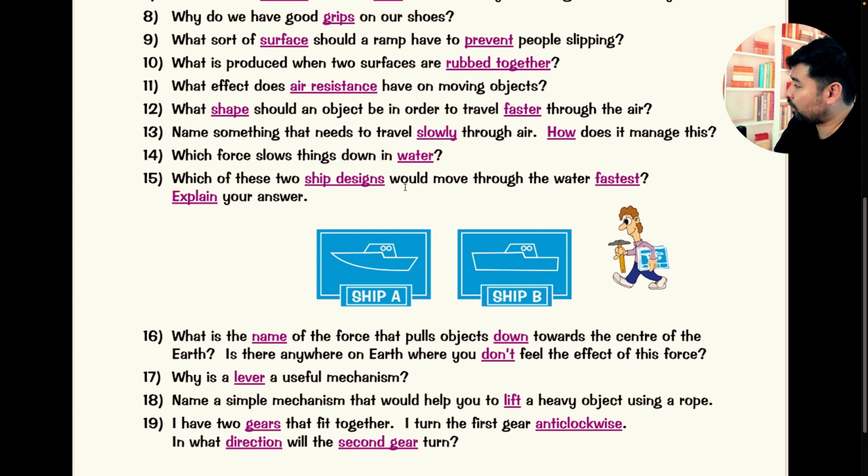Então, dê o nome de alguma coisa que precisa viajar devagar através do ar. Algo que não pode viajar muito rápido. Algum tipo de objeto, algo que existe que viaja devagar, e como que funciona isso? 14. Which force slows things down in water? Which force? What is the name of the force that slows things down in water? 15.